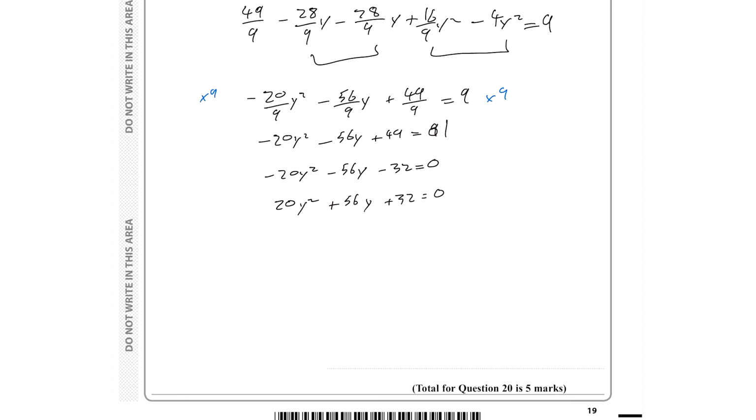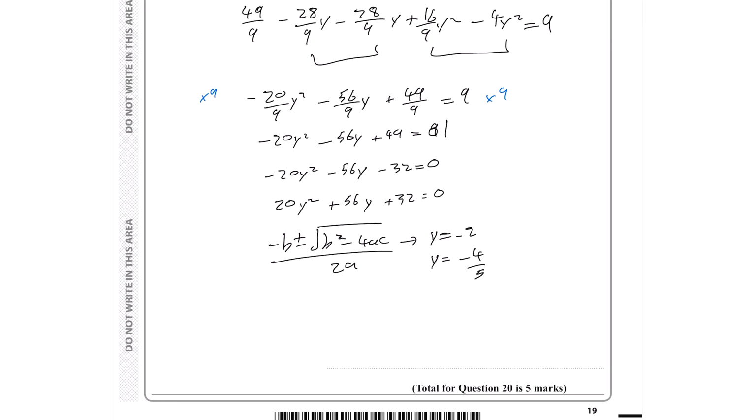So just to remind you what the quadratic formula looks like. That looks something like minus b plus or minus the square root of b squared minus 4ac, over 2a. Remember, it is a plus and a minus, so you're going to end up with two values, and you end up with y is equal to minus 2, and y is equal to minus 4 over 5.